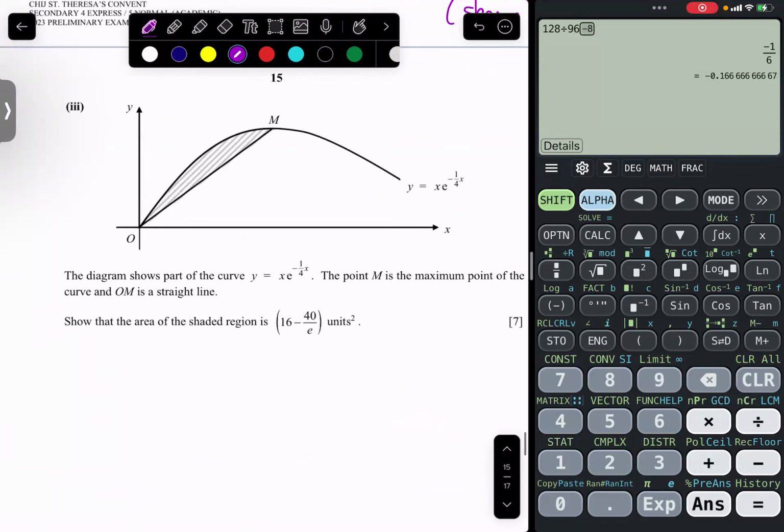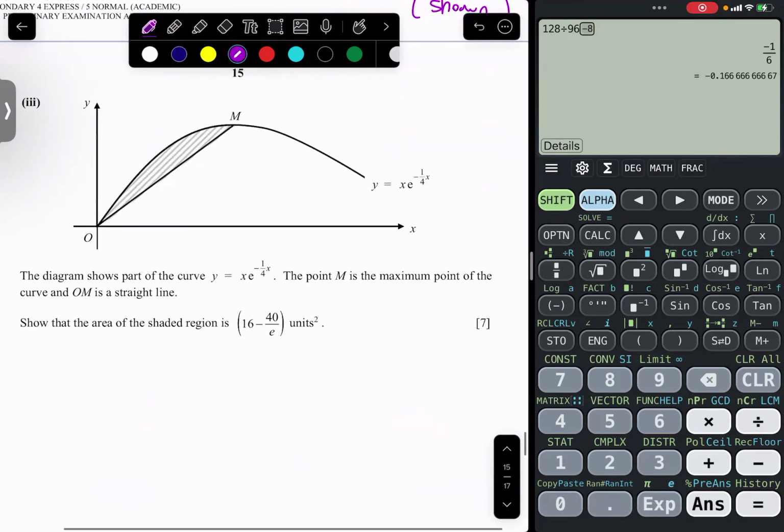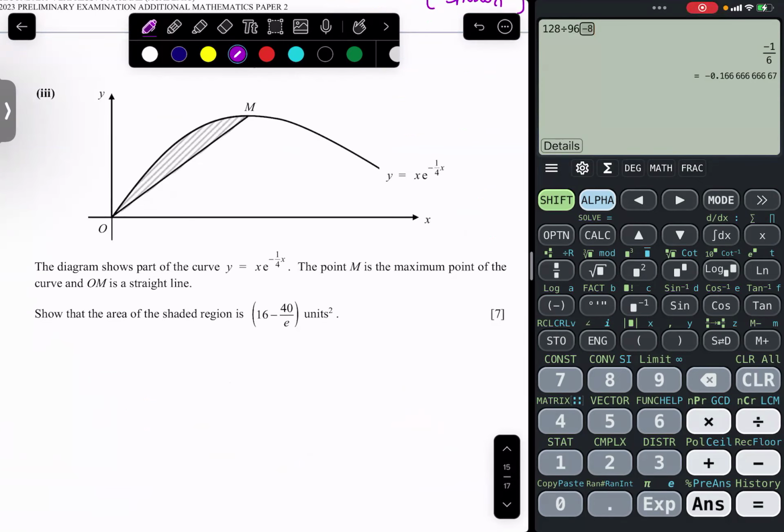Their paper is so weird. Another integration, paper 2. The diagram shows part of the curve y equals x e^(-1/4 x). The point M is the maximum point of the curve and OM is a straight line. Show that the shaded region is 16 minus 40 over e unit squared.